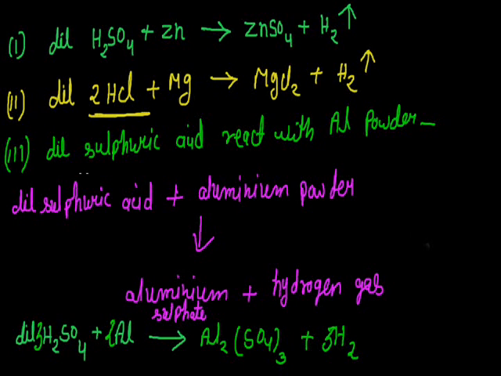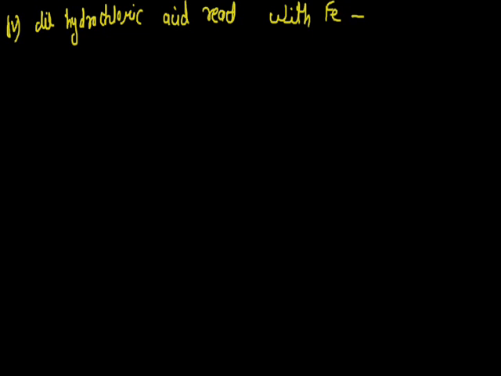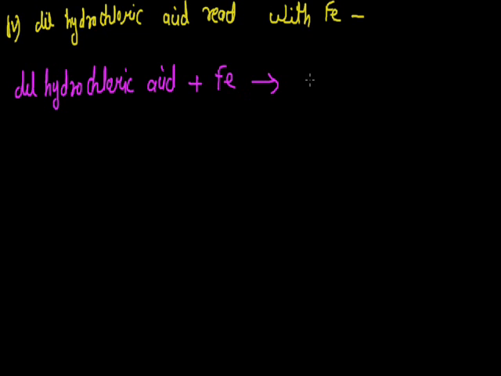Now next, the fourth one is dilute hydrochloric acid reacting with iron filings. Dilute hydrochloric acid reacts with iron. Now the solution of this: dilute hydrochloric acid plus Fe gives FeCl3 plus hydrogen gas. Dilute hydrochloric acid plus iron gives ferric chloride plus hydrogen gas.